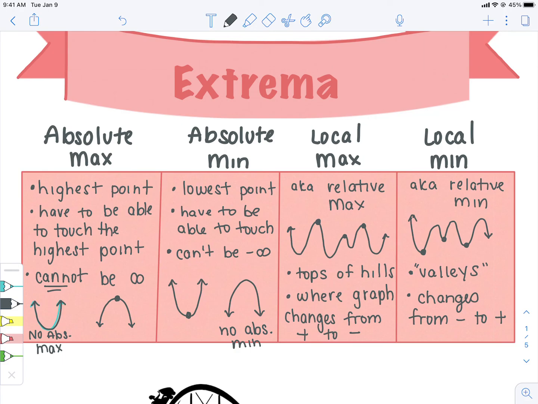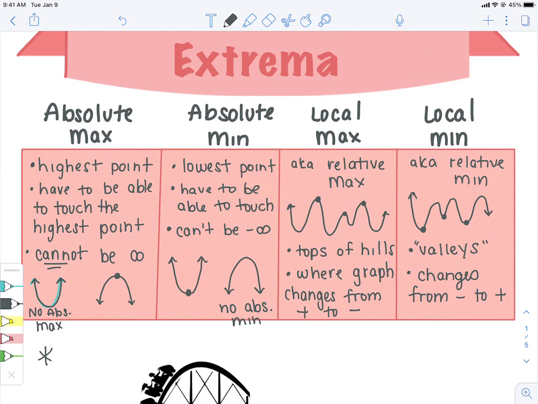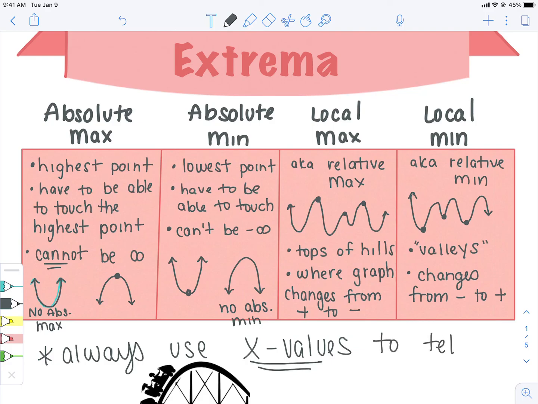When you tell me the location of these, you're always going to use the x value. So I don't care what the y value is whatsoever. If you're telling me the location of an absolute max, an absolute min, a local max, a local min, any of the extrema, you're always using the x values to tell me the location.